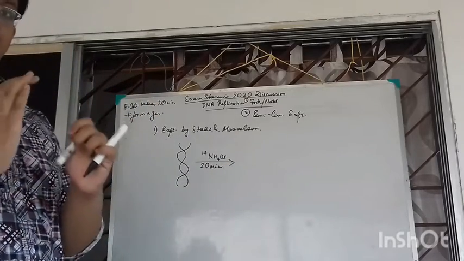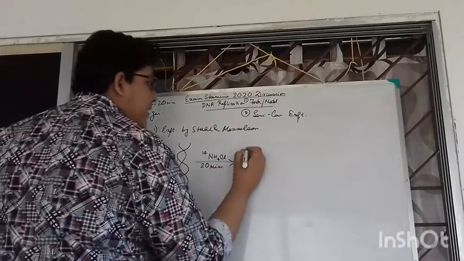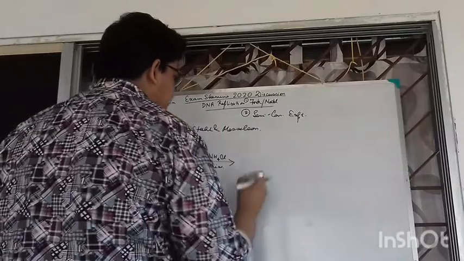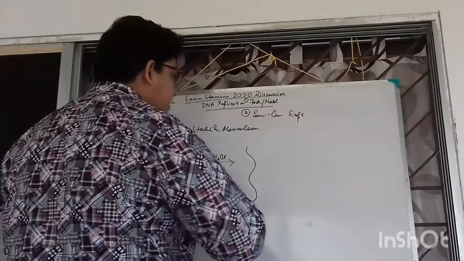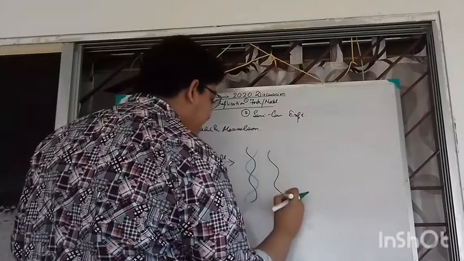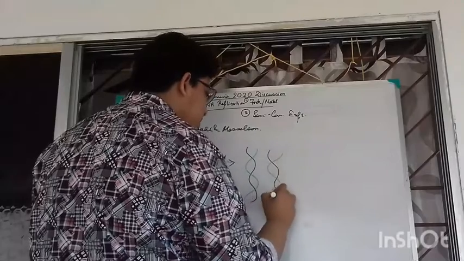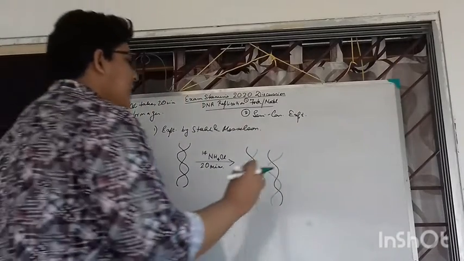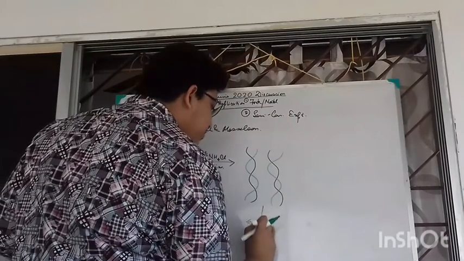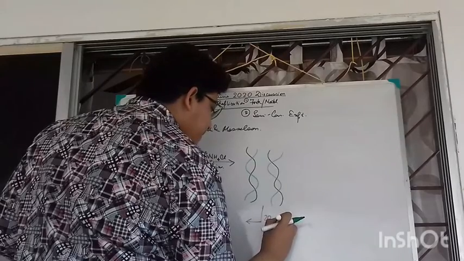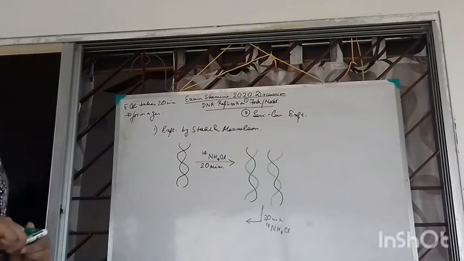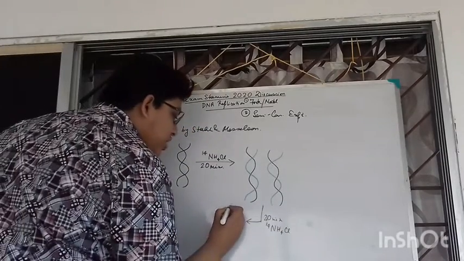One generation completed. From 15NH4Cl, the initial DNA was like this, and there was a mixture of this sort of DNA. From that DNA, these DNAs were formed. Again in 14NH4Cl for another 20 minutes, it was found that a mixture of these two were formed.